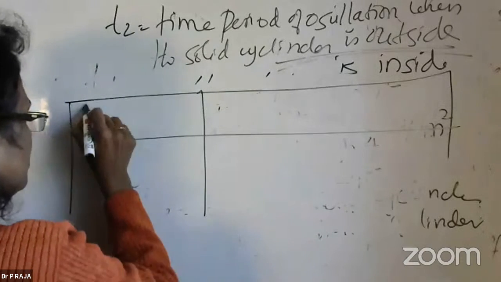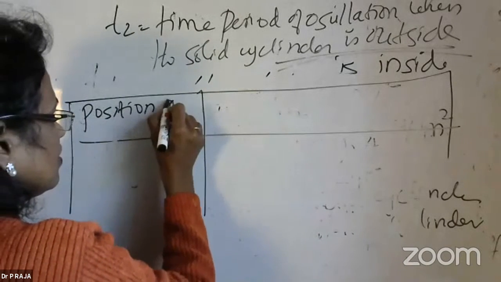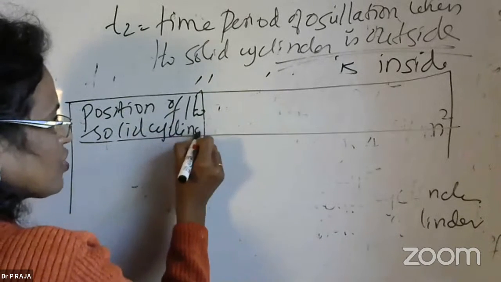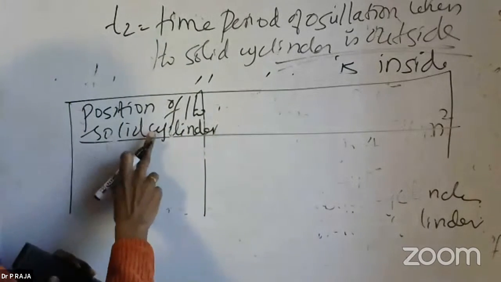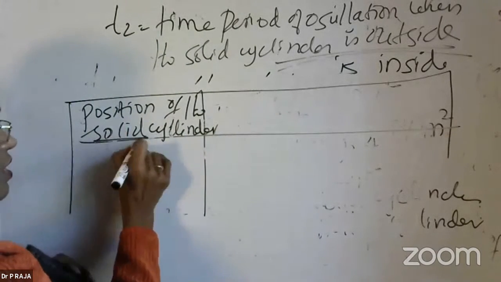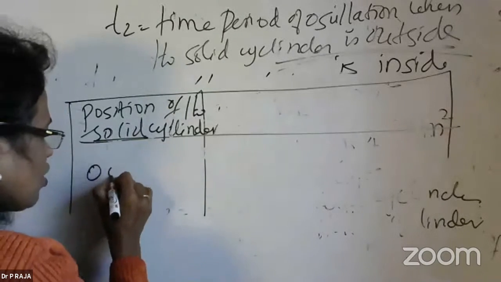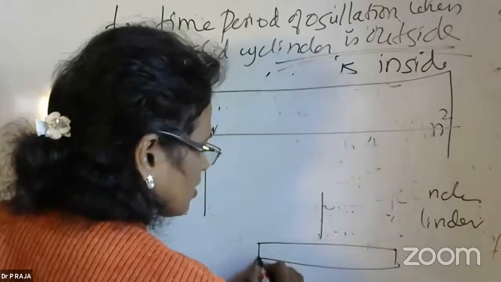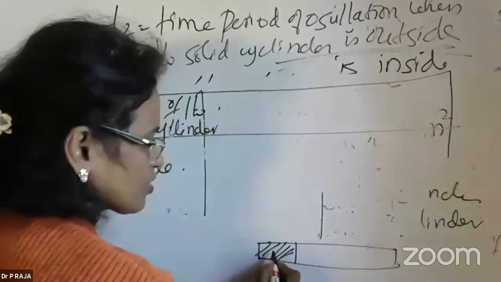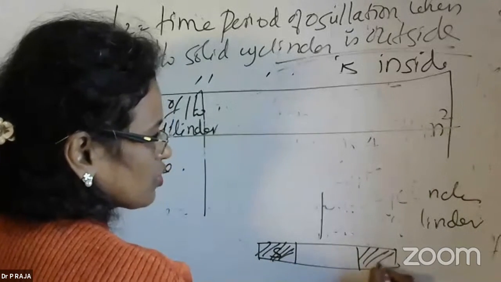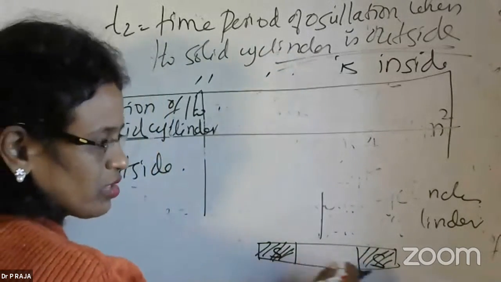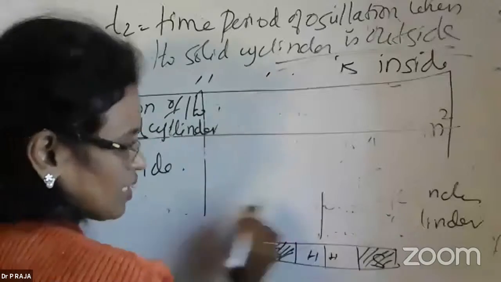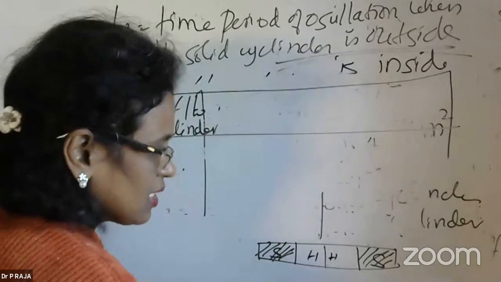The first one will be the position of the solid cylinder. You cannot concentrate on both the cylinders, so concentrate on one position of the solid cylinder only. When the solid cylinder is outside, that means in the tube. The shaded ones are the solid cylinders. So when the solid cylinders are outside, automatically you will know that the hollow is inside. This will be the first part, and you will note down the time period as T1.